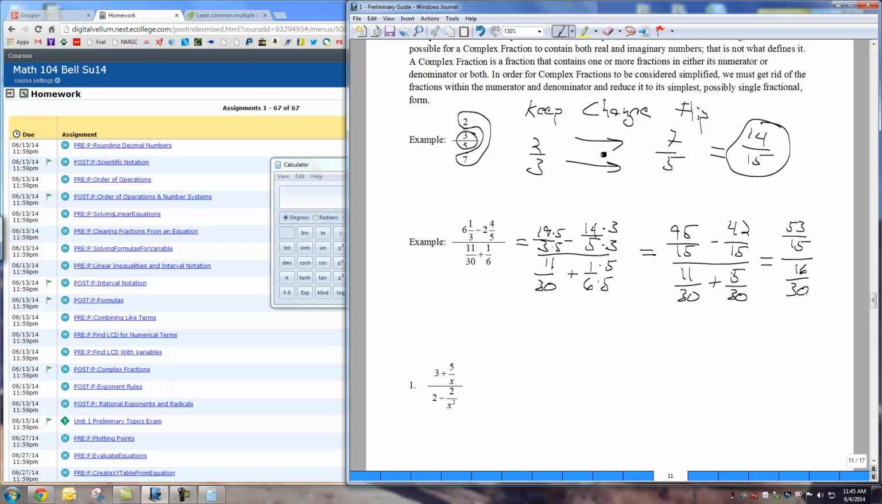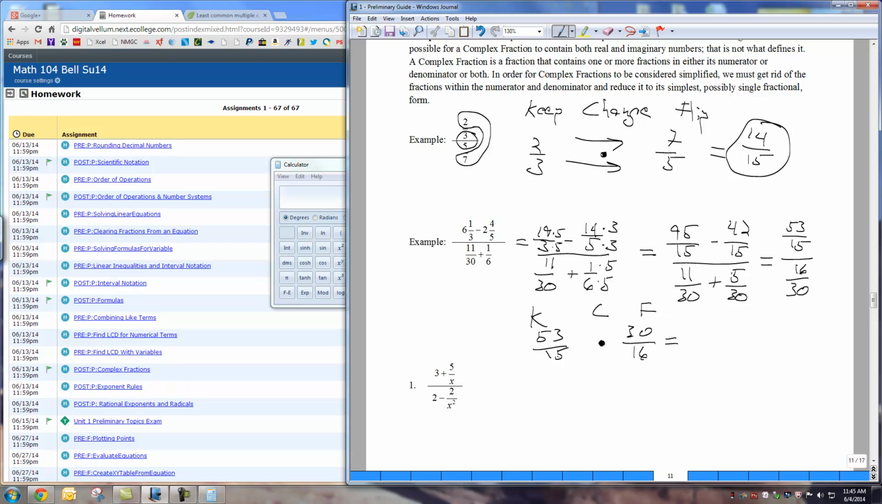Now you might look at this and say, well, that can be reduced, which you can reduce it now if you want, but I like to set up my keep change flip, and then I can reduce from there pretty easily. So now let's do keep change flip. I'm going to keep my top fraction, 53 over 15. I'm going to change my division to multiplication, which I'm going to use the dot, not the asterisk. So times, and then flip. Then I'm going to flip over this bottom fraction. So instead of 16 over 30, it's going to be 30 over 16 equals.